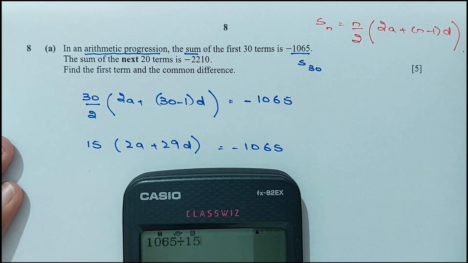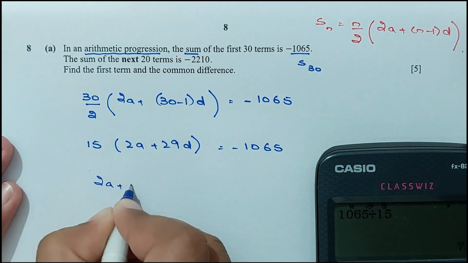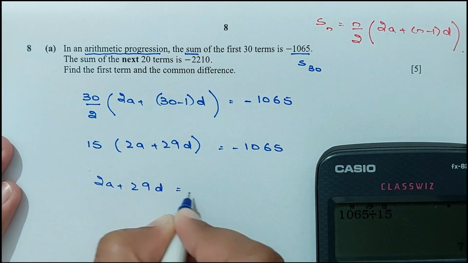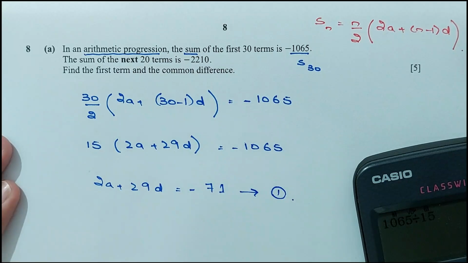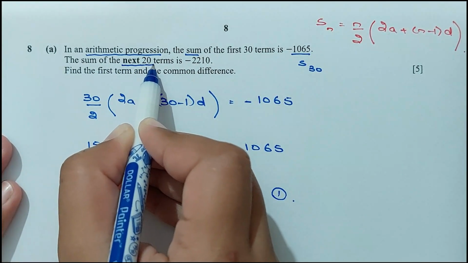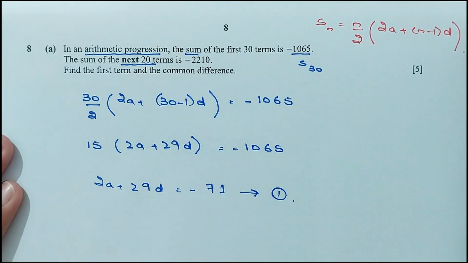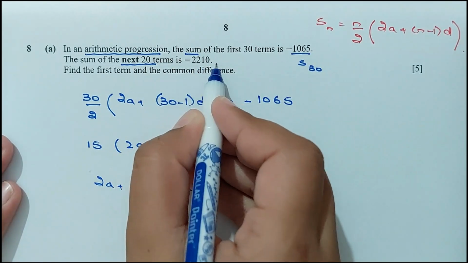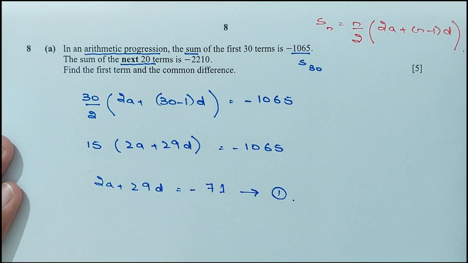1065 divided by 15 is 71. So we can say 2a plus 29d is equal to minus 71. This is my first equation. All right. Now, the sum of the next 20 terms, the first 30 terms and the next 20 terms, it means 50 terms. From 30 to the next 20, that would be the 50th term. That is minus 2210. Find the first term and the common difference. We have to solve for a and d.